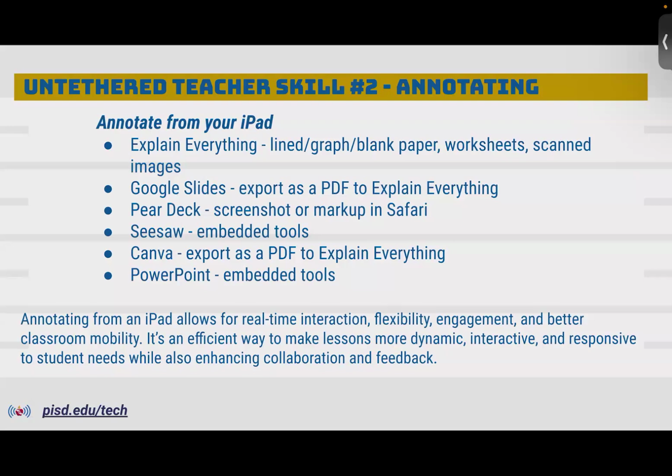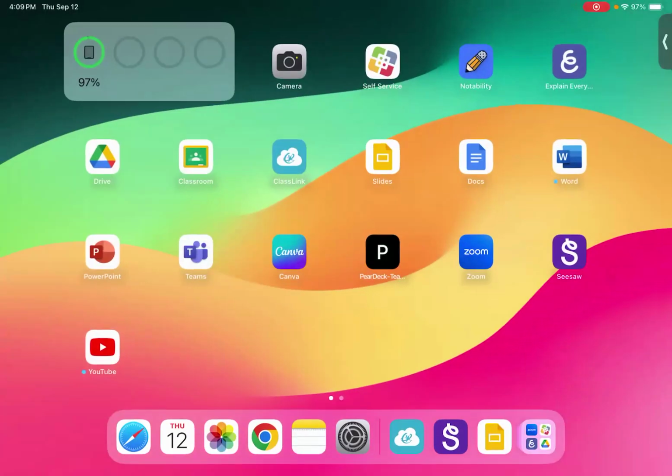And then slightly more difficult. So Explain Everything, in my opinion, is going to be the easiest place for you to start with your annotating. And I'm actually going to do something on my screen here because I'm going to show you how to do lined, graph, blank paper worksheets, and scanned images. All right, here we go. Pray for me, y'all. I've been doing this all at the same time.